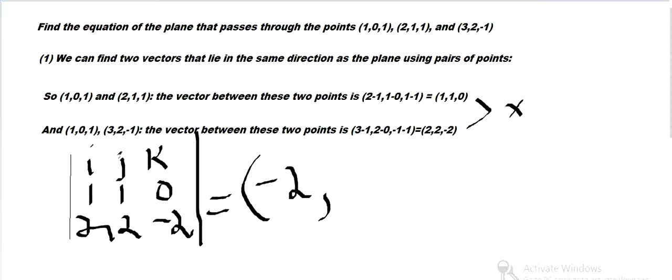And then for the j, we cross out the j row and column, and we take the determinant of the 2 by 2 matrix that results. So it's 1 times minus 2 minus 0, so minus 2. But we negate that for the middle one.